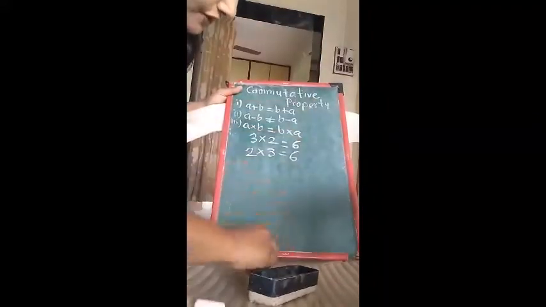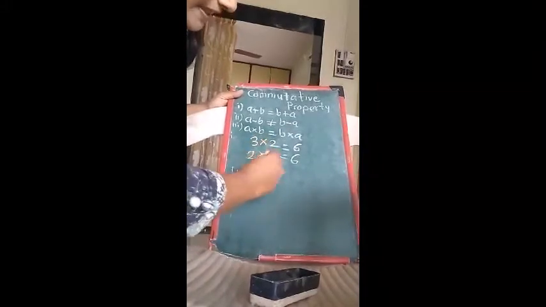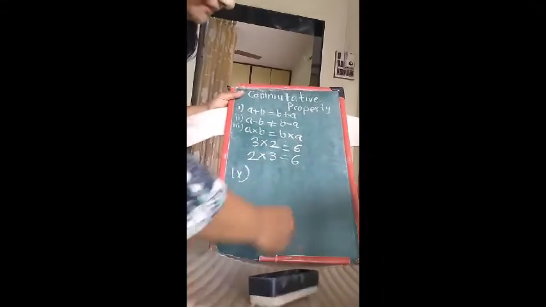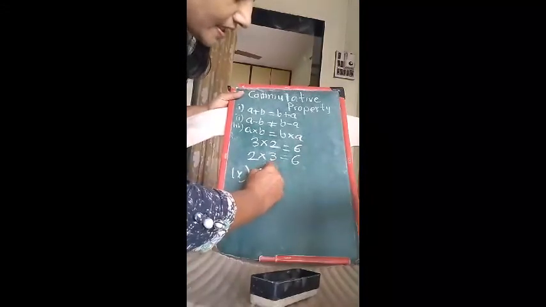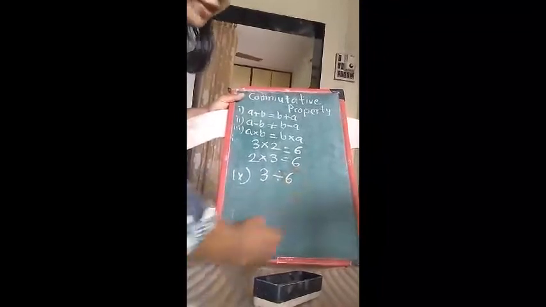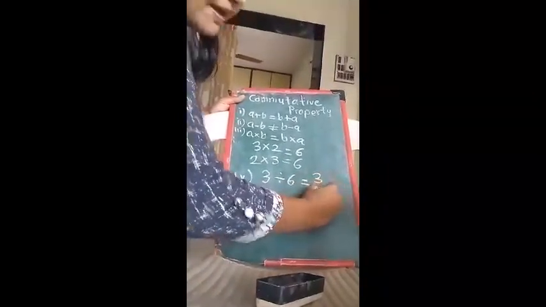Now we will see for the division. We will check it for division. Let's take any two whole numbers for the division, that is 3 divided by 6. Okay, let's see the answer. 3 divided by 6.